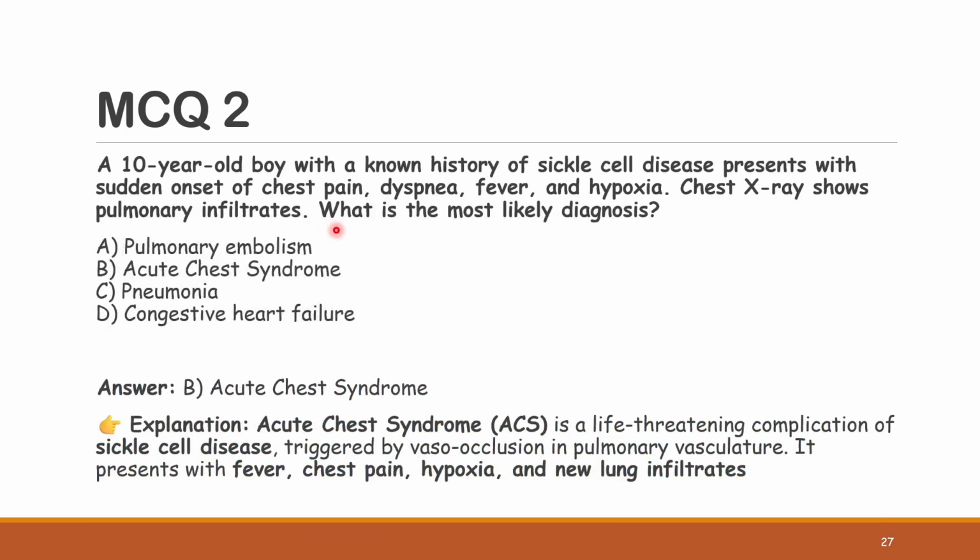Alright. Second MCQ. A 10-year-old boy with a known history of sickle cell disease. See, the sickle cell disease is present. The patient complains of chest pain, dyspnea, and fever. Chest X-ray shows pulmonary infiltrate. What is the most likely diagnosis? So here we are dealing with infarction in the lung because of obstruction of the pulmonary vasculature. So it is a case of acute chest syndrome.